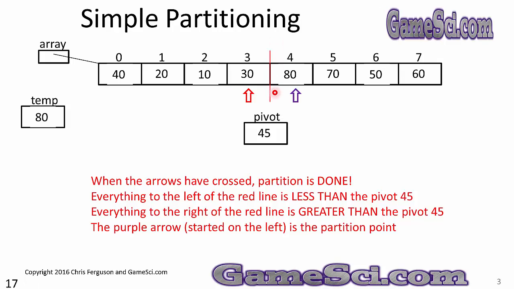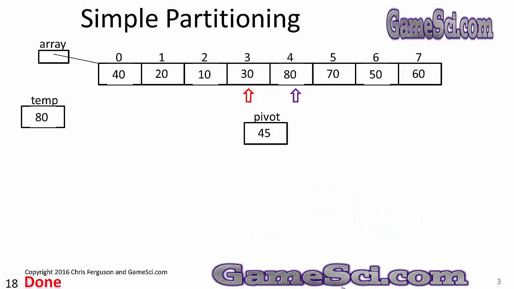Everything to the left of this red line is less than 45. Everything to the right of this red line is greater than the pivot 45. And the purple arrow, which started on the left, is what we call our partition point. Everything to the left is less than the pivot. Everything to the right is greater than the pivot. That's our partition point. Our partition is complete.